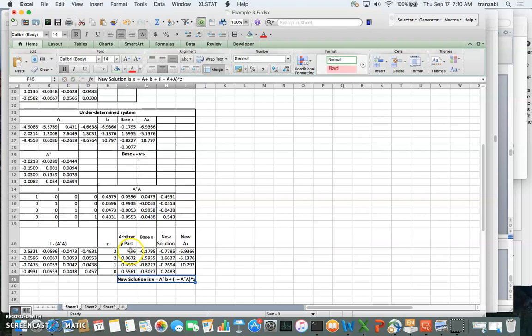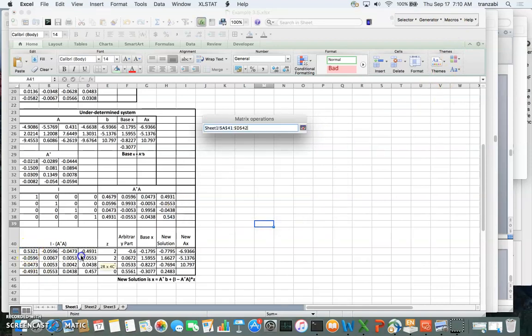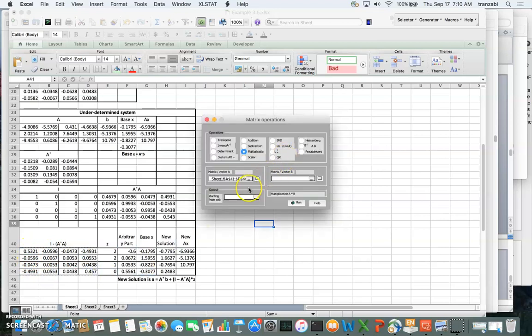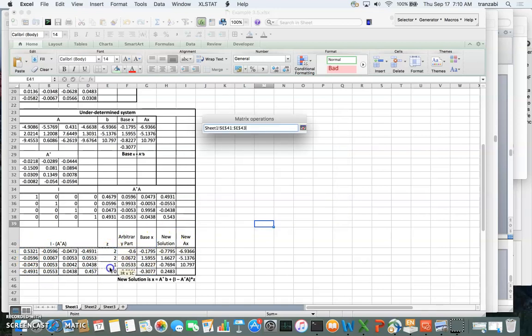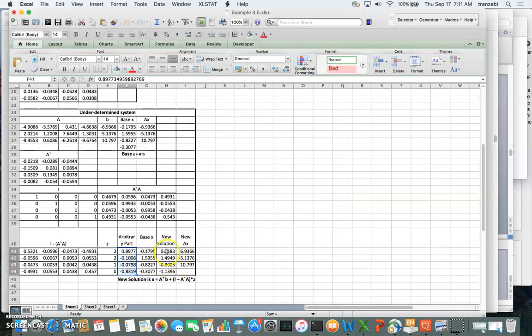Okay, let's multiply again. So I'm going to recalculate this part with the matrix package multiplication. All right, so I'm going to multiply this I minus A dagger A, and then I'm going to multiply by my Z vector, and then the result will go to this cell. All right, I get a different result. And then when you add it to the base, you can easily add it to the base, right? You just add these two cells. You see the equation here. If you add these two cells, you get a different new solution.